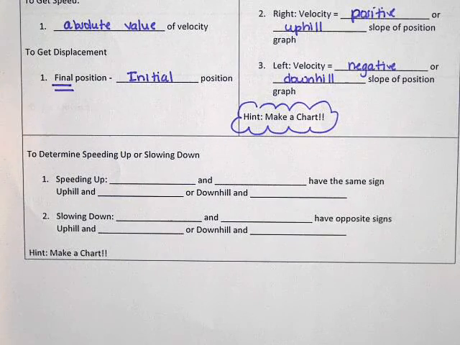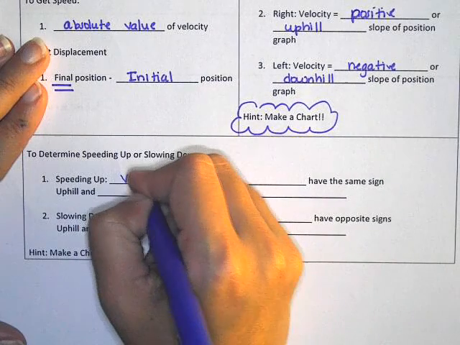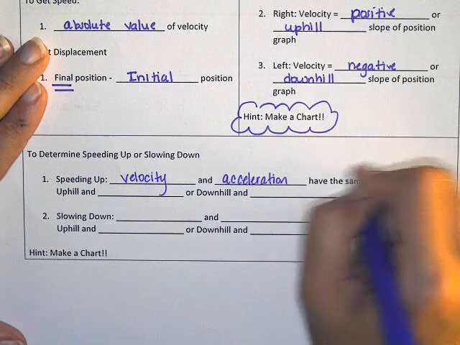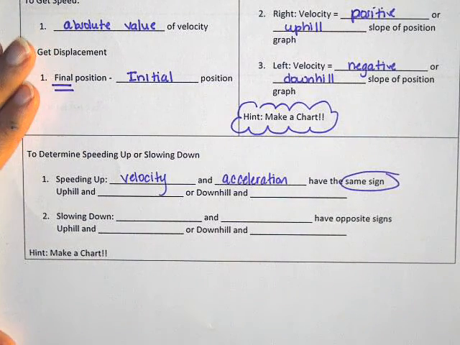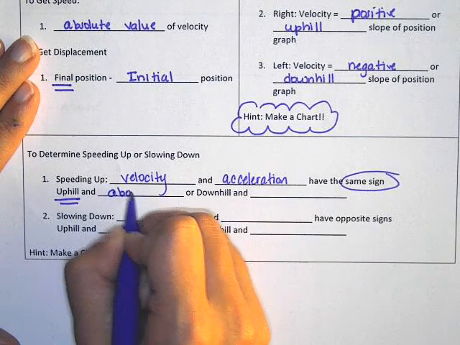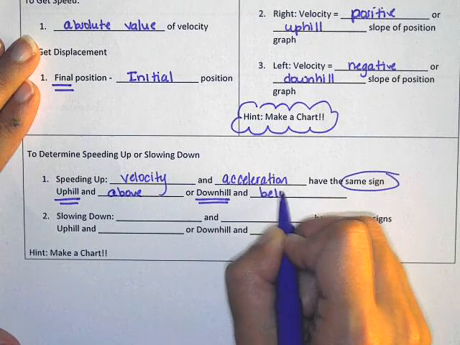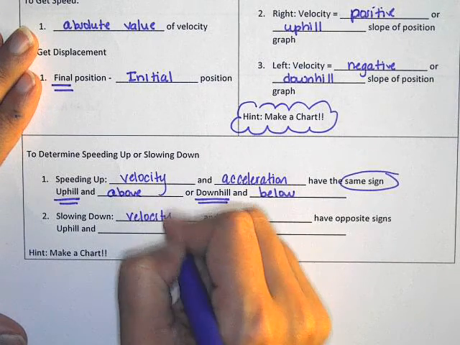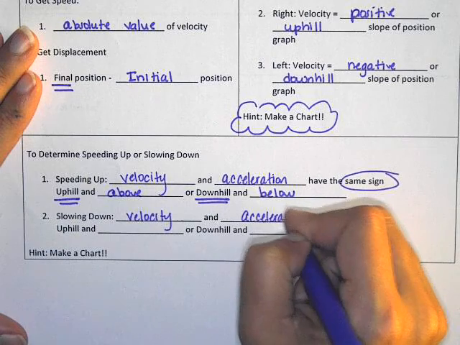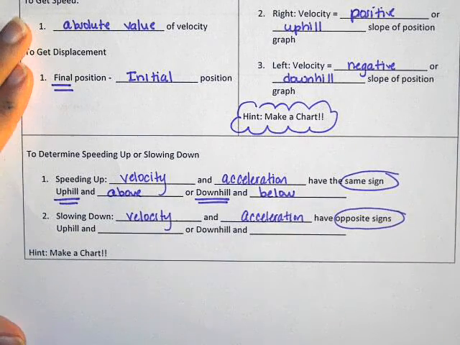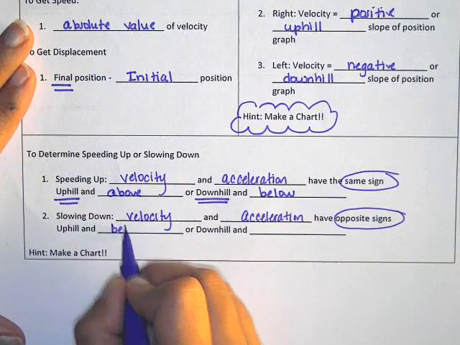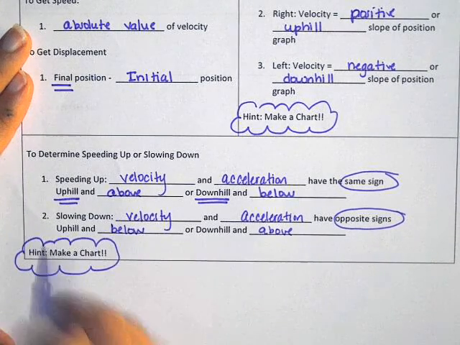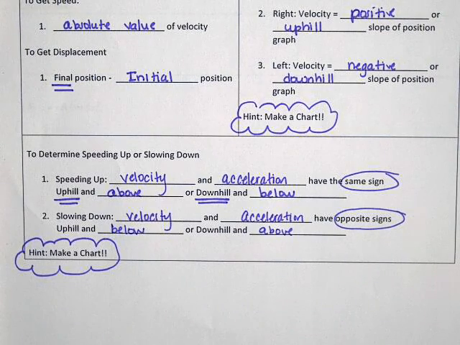Last but not least, speeding up or slowing down. You are speeding up when velocity and acceleration have the same sign. So you're looking for either uphill and above, or downhill and below. You are slowing down when your velocity and acceleration have opposite signs. So you are looking for uphill and below, or downhill and above. Or if you don't have a graph, make a chart. Charts are your new friends.